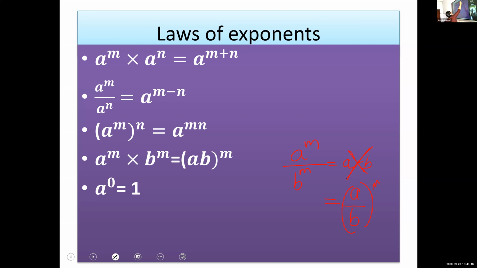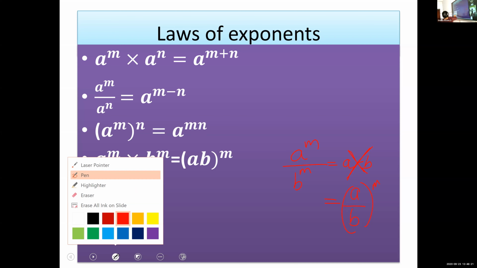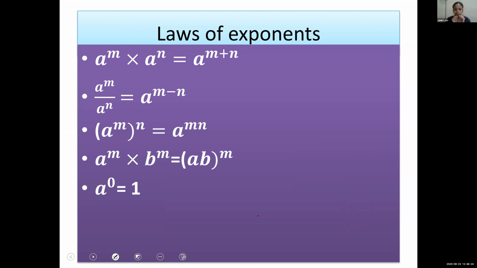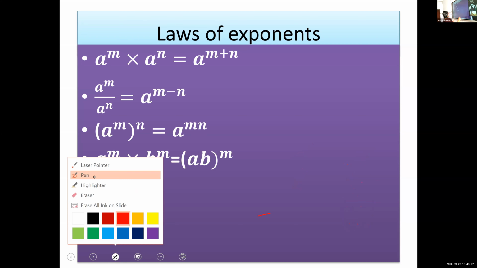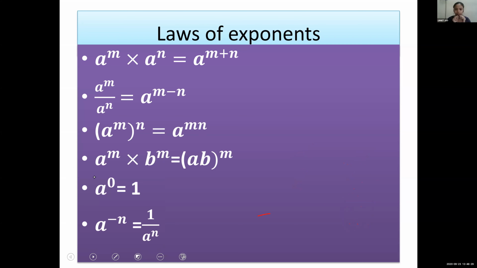Lynette, which one is the next one? Ma'am, a raised to negative n is equal to 1 by a raised to n. So these are the laws of exponents. In this lesson we have only these things to study, and all others are problems. Using these laws, we can do all the problems. So first of all, you must be thorough with these laws.